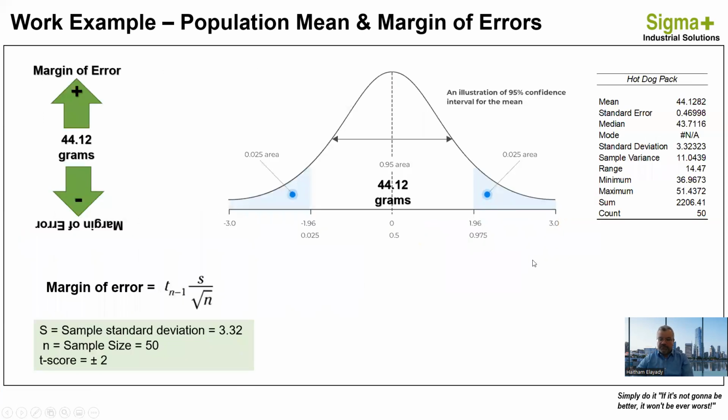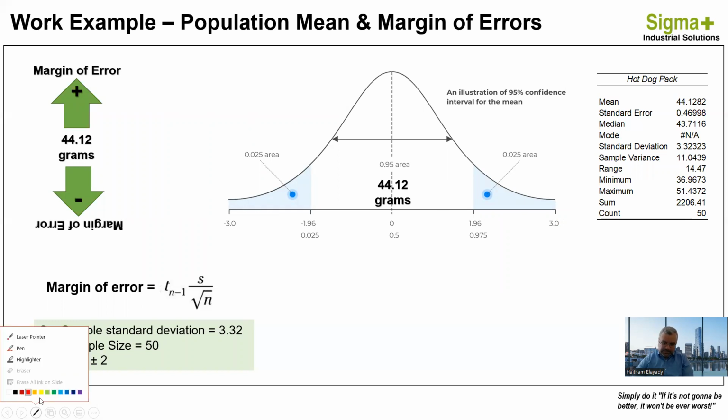Okay, now we can plot the normal distribution curve for the population average range, where we have assumed at the beginning that the population average is 44.12 grams, which is the sample mean. But now we want to calculate the range of the population means, right? We want to know what will be the minimum and the maximum. Okay, please do not be confused.